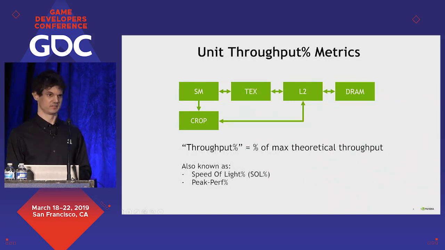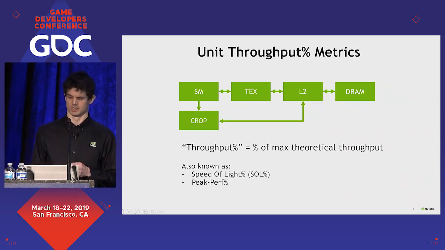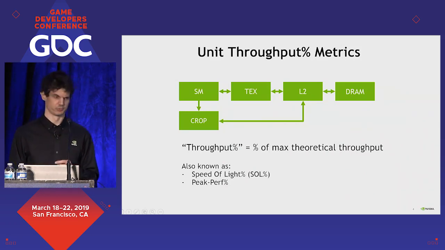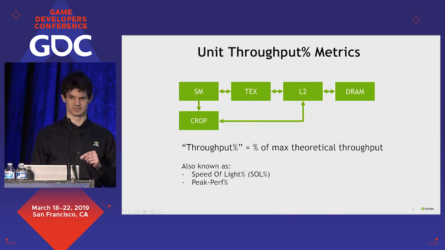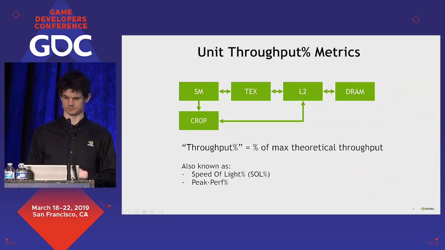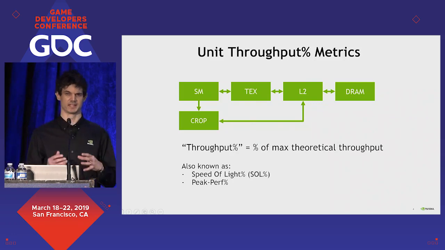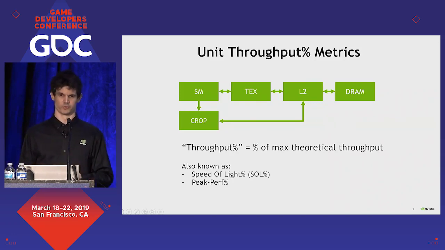For each of these units, and for each key GPU unit on NVIDIA GPUs, we measure throughput percentage metrics. Those are measuring the percentage of the maximum theoretical throughput that a given unit is achieving, or if a unit contains multiple subunits, it's the maximum value across all of the subunits. And the throughput percentage metrics are also known as the speed of light percentage metrics or peak performance percentage metrics.